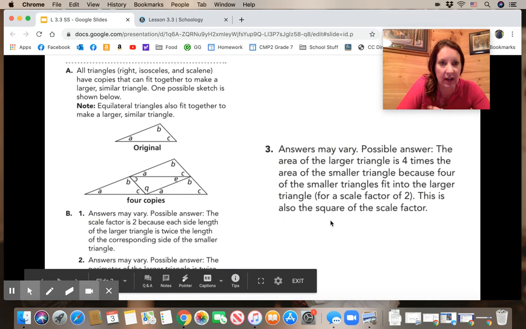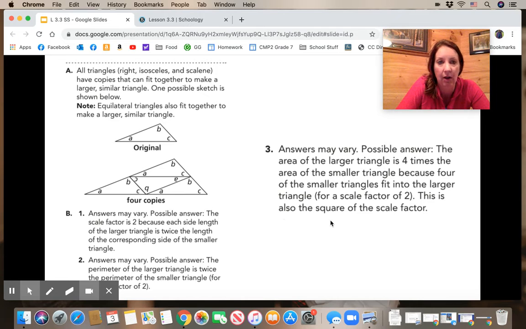So in question A, they wanted you to make the reptiles of the triangles all triangles. Right, isosceles and scalene have copies that can fit together to make a larger similar triangle. One possible sketch is shown below. So they only showed you here one. They wanted you to also know that equilateral triangles also fit together to make large similar triangles.